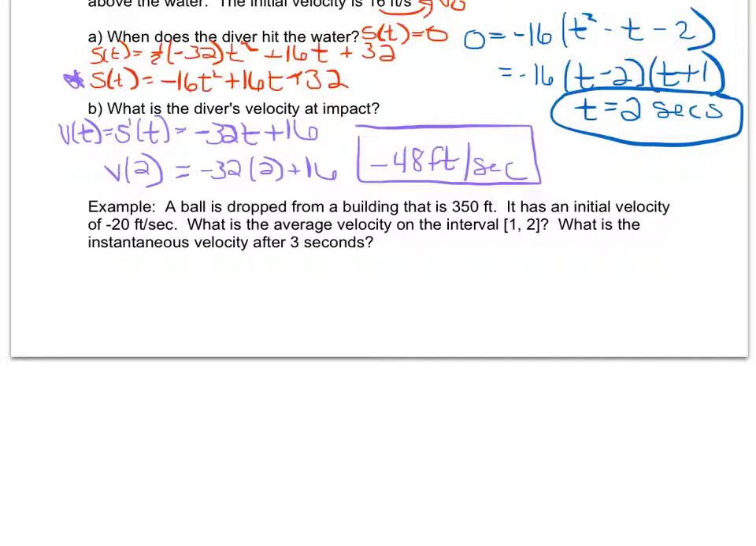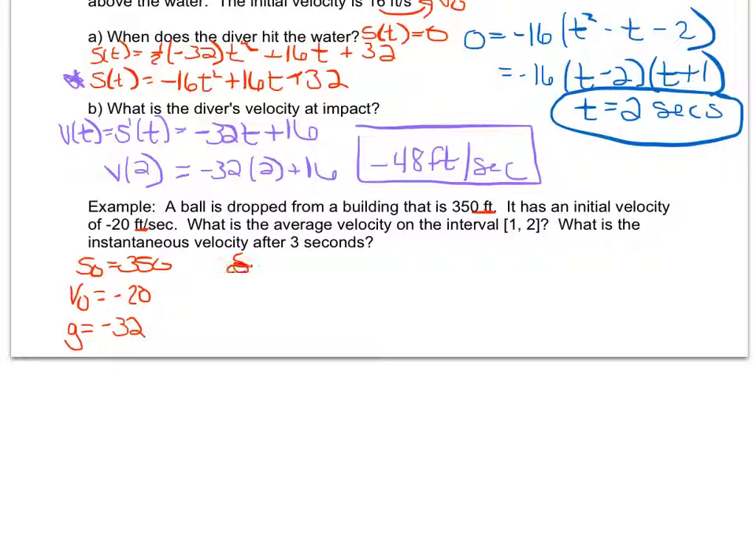So I look at my information I'm given. They're being dropped from a building that's 350 feet, so that sounds like my initial position. It has an initial velocity of negative 20. It's all in feet, so I'm going to choose my g to be negative 32. And I want to find the average velocity first and then my instantaneous velocity. So I know that first I have to come up with my position function.